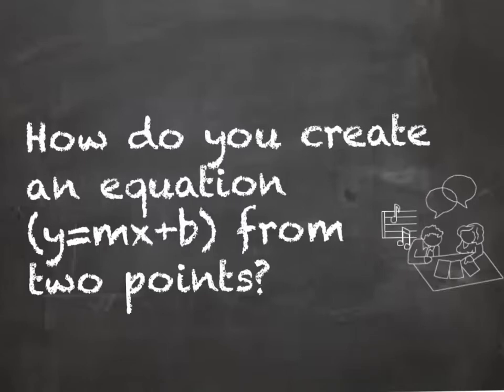In the previous video, we discussed how to graph a line using a point and slope. Now I'm going to show you how you create an equation, and we're going to have it in the form y equals mx plus b from just 2 points. So an example would be, here are 2 points. How do you create a line from these 2 points?